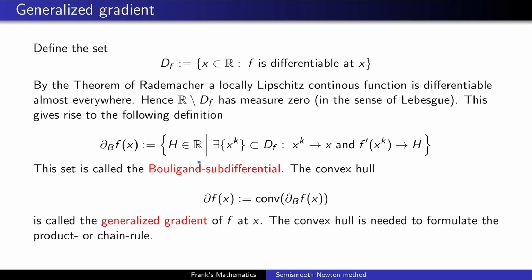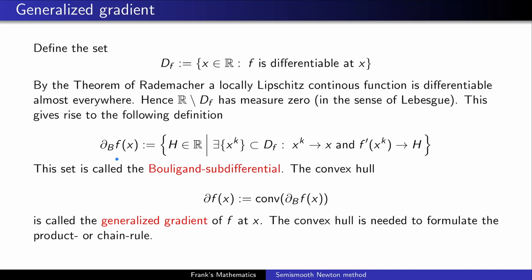This motivates the following definition. We take all points of our set D f where f is differentiable, and take all the possible limits of the gradient, and put them into one set, which is called the Bouligand subdifferential, or the B subdifferential, which is denoted by partial B of f.